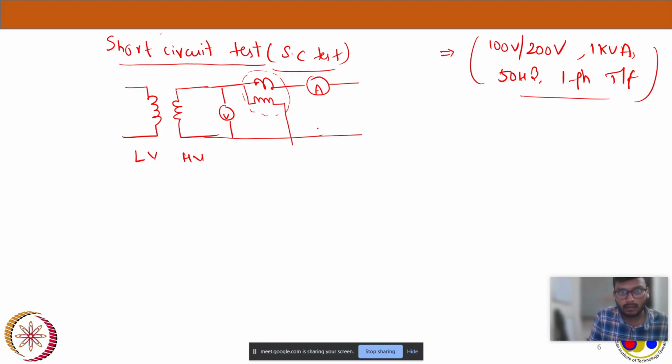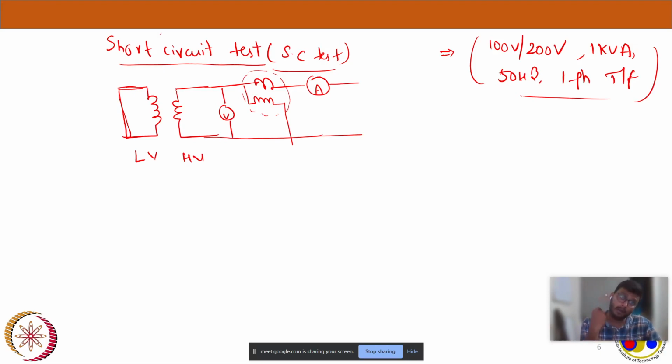Yeah. Since it's a short circuit, I am directly shorting my LV side. So here the most important thing in a short circuit is, if you remember in open circuit, we have open circuited the high voltage and we have given rated voltage supply to the LV side. Now we have short circuited the LV side.